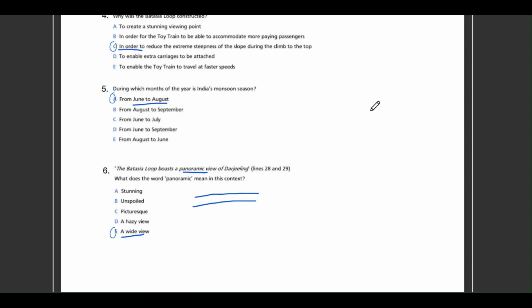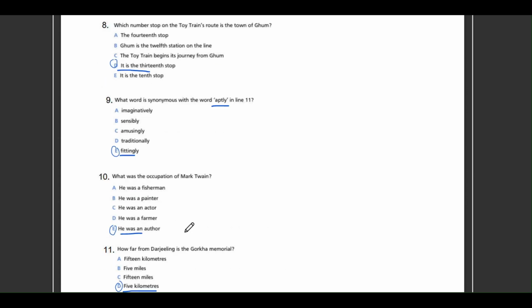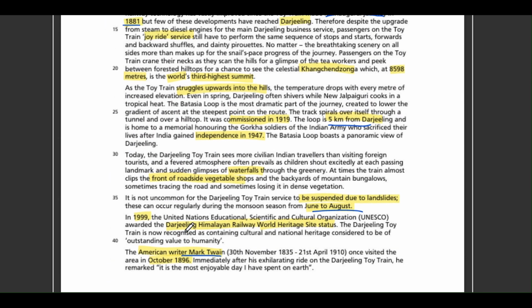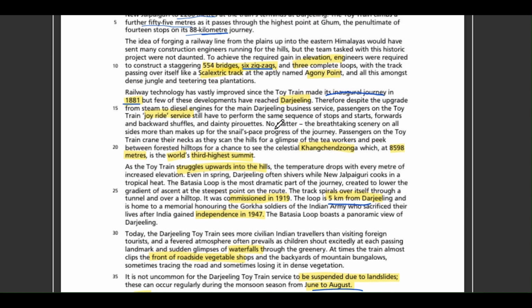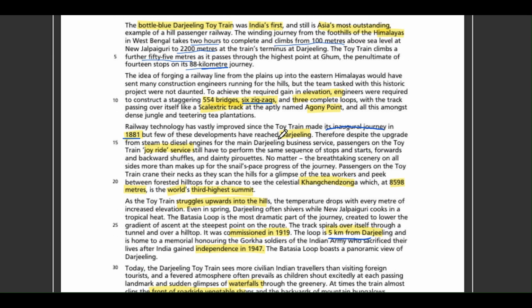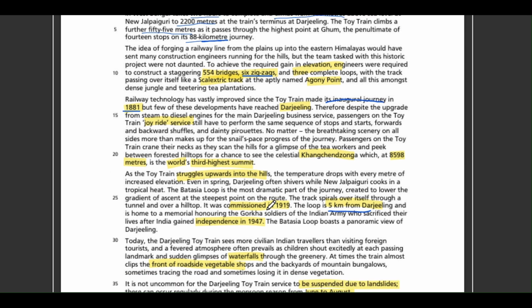Question 12. How many years after the train was first inaugurated was the Bethesda Loop commissioned? Was it A, 36 years, B, 38 years, C, 28 years, D, 44 years, or E, 48 years? The correct answer is B, 38 years. Now, this is a calculation question. The train was inaugurated in 1881, and the Bethesda Loop was commissioned in 1919. So to find the difference, we subtract 1881 from 1919, which gives us 38 years.